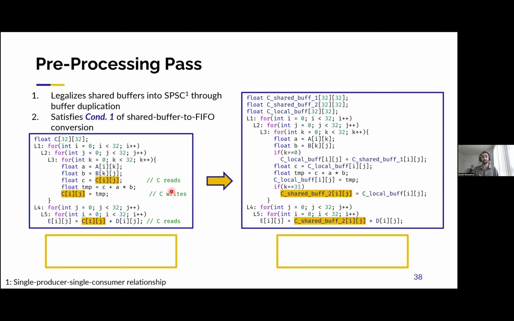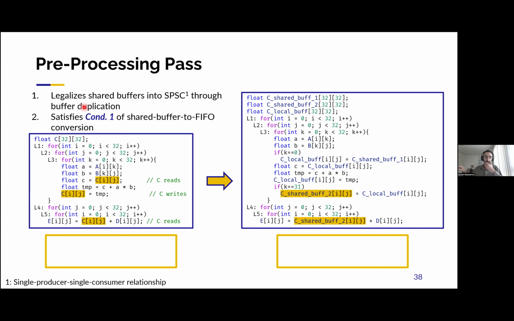So we'll start with the pre-processing pass. In HLS, before you can synthesize the design as a dataflow design, there are some conditions that must be met. First is that every buffer must have a single producer, single consumer relationship.